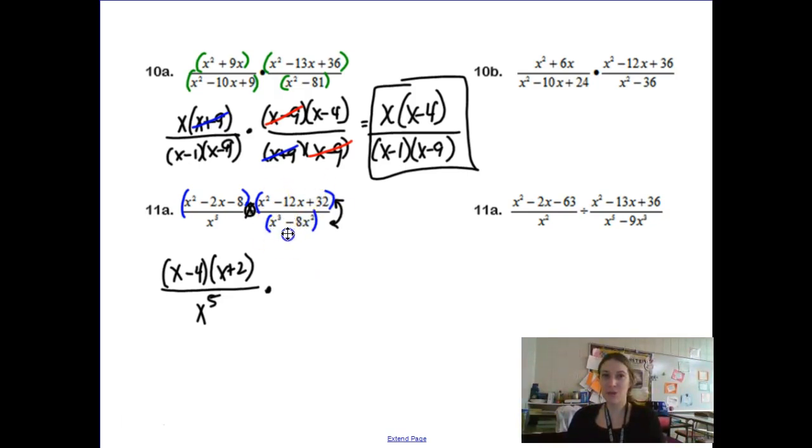Oh, that's a common term question. Take out a common x squared. So that's going to leave us with x minus 8. And then multiplies to positive 32, adds up to negative 12. How about negative 8 and negative 4? And remember, there should be canceling.